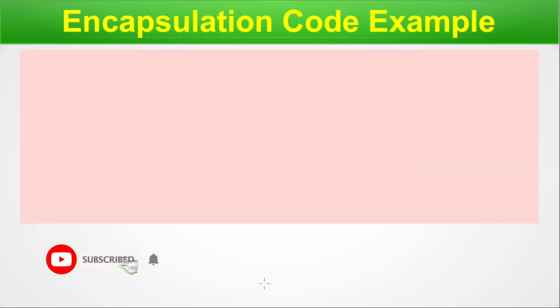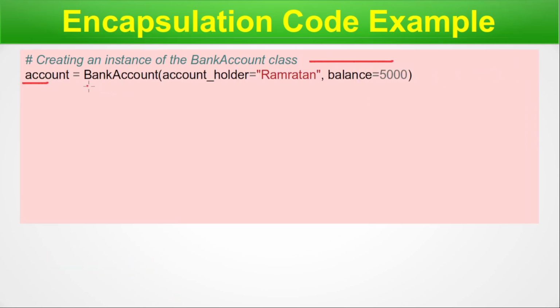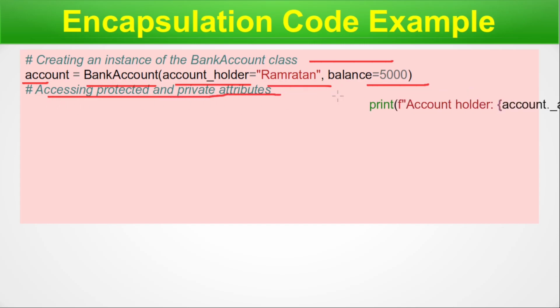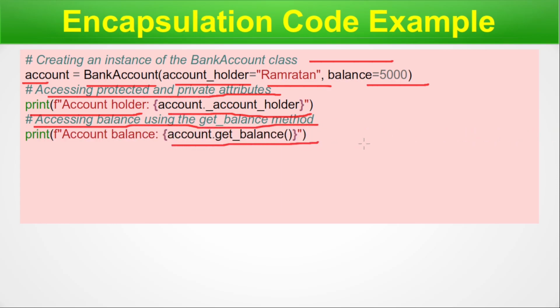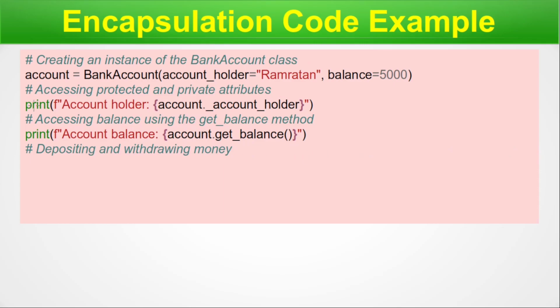We continue the code here, creating an instance of the BankAccount class. account equal to BankAccount, where the holder name is Ram Ratan and the balance is 5,000. What we do, accessing the protected and private attributes, we try to print account._account_holder, and then access the balance using the get_balance method, account.get_balance. Depositing and withdrawing money. First of all, we print the name and the balance. Next, access the deposit method and we deposit rupees 500 and we withdraw rupees 200.